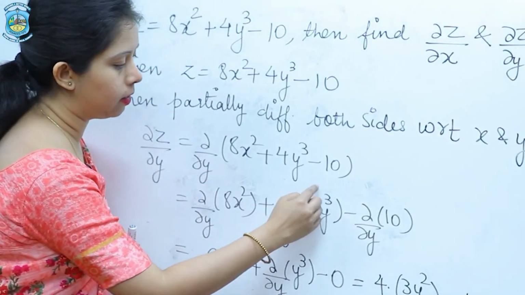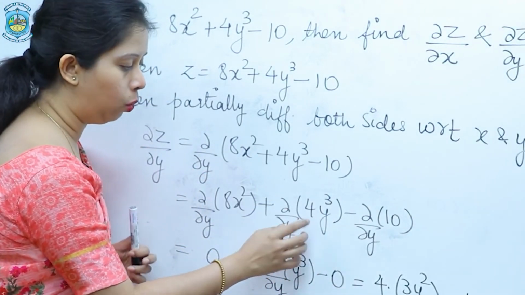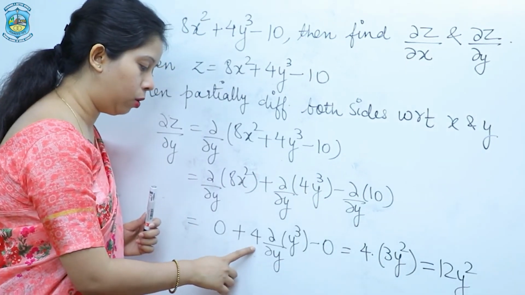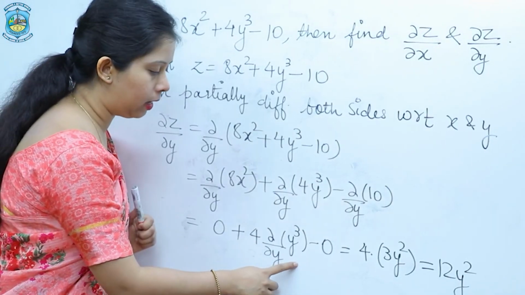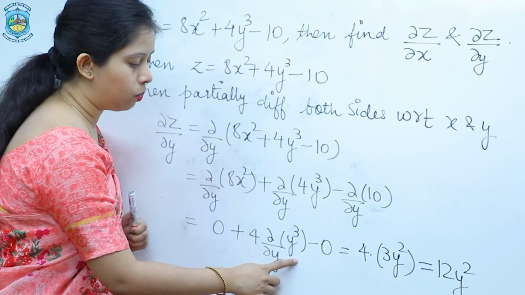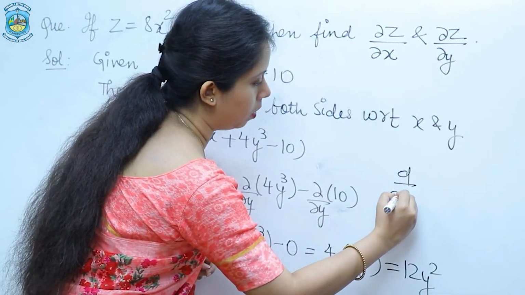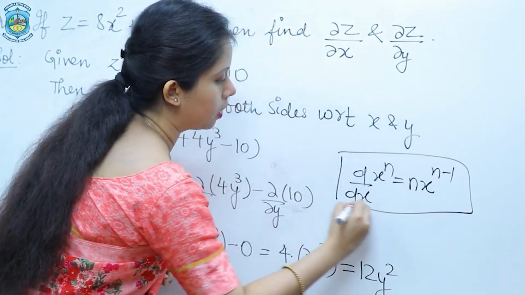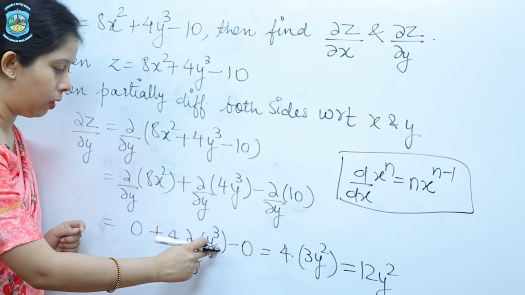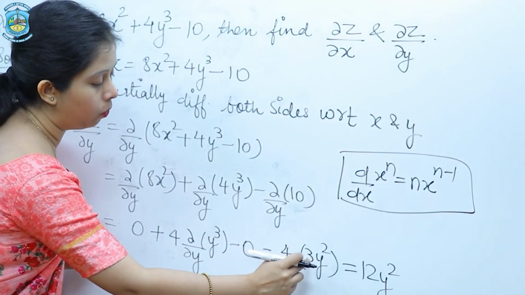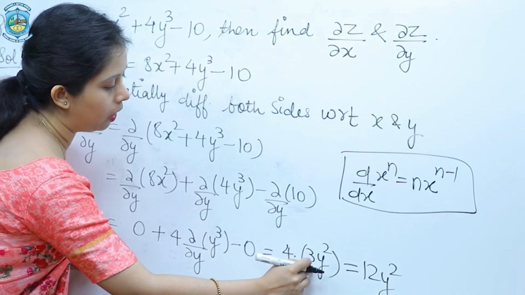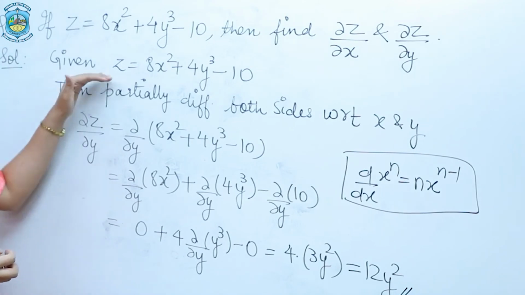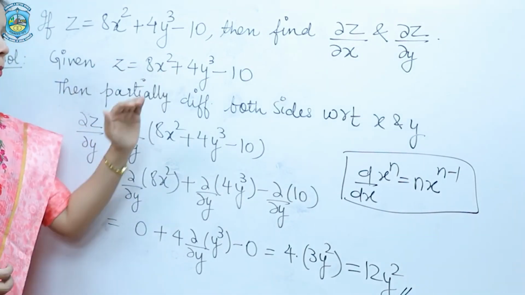Now, we wish to differentiate this. Here we are using the rule that the derivative of a product of a constant and a function is equal to the product of the constant and the derivative of the function. Now, using the formula d by dx of x raised to the power n, that is n times x raised to the power n minus 1, and here n is 3, that becomes 3 into 4 into y square. So, 4 into 3y square will give you 12y square. So, this is the value of the derivative when z was 8x square plus 4y cube minus 10.